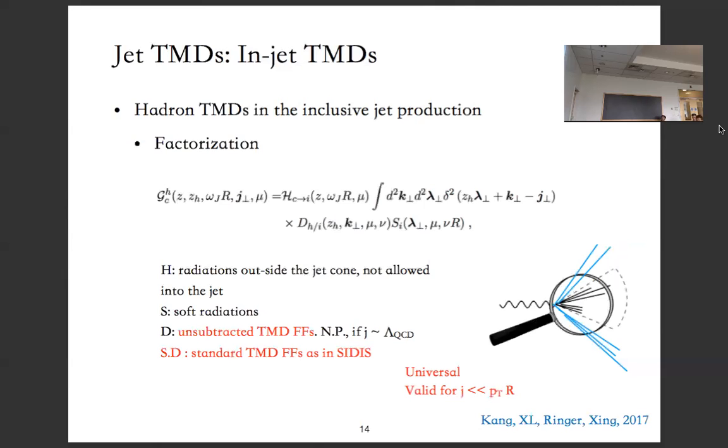Also, the combination here, S times D, will give us the standard TMD fragmentation functions as in SIDIS. So that's why this is a perfect process for us to test the TMD fragmentation mechanism. Yeah. So you said that the non-perturbative effects are the same. Yep, that's what I said. Do you have an operator definition for the soft function? The non-perturbative part for this one in the evolution will be the same.